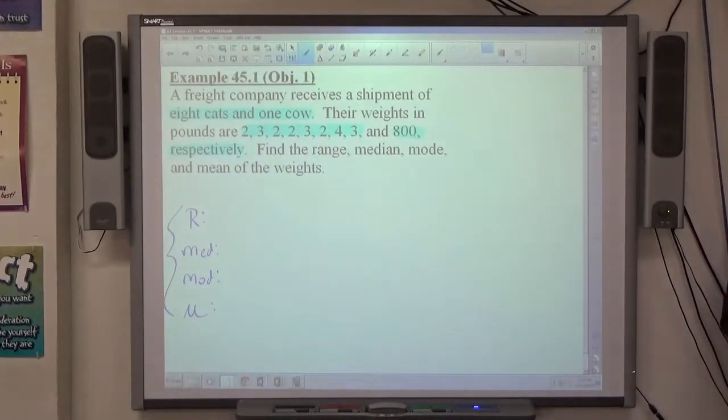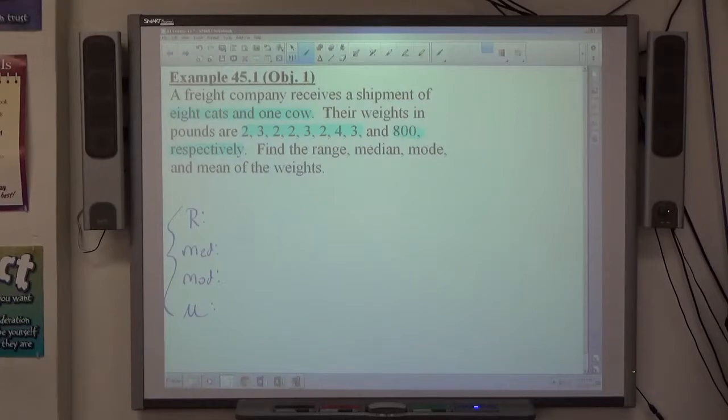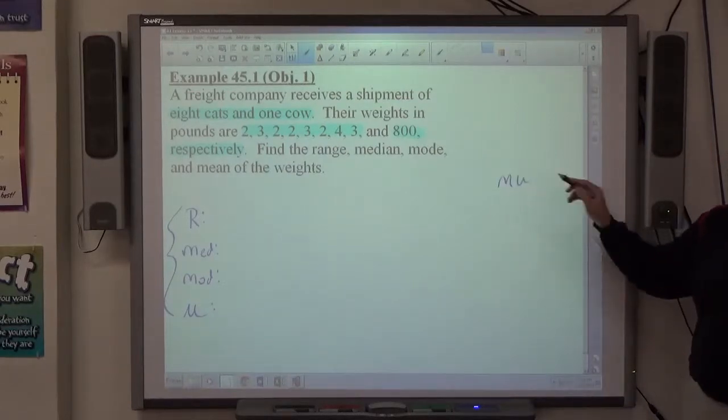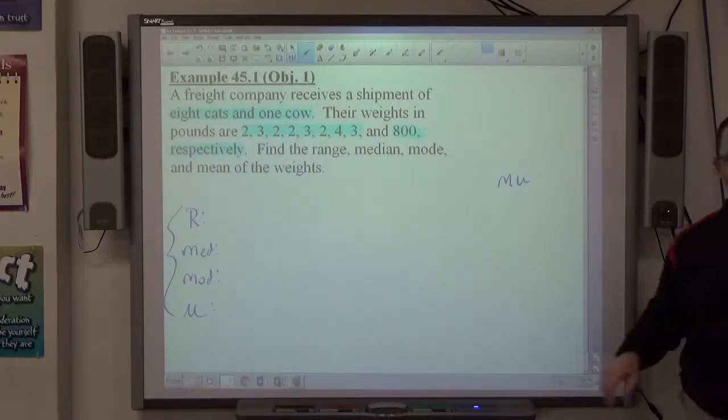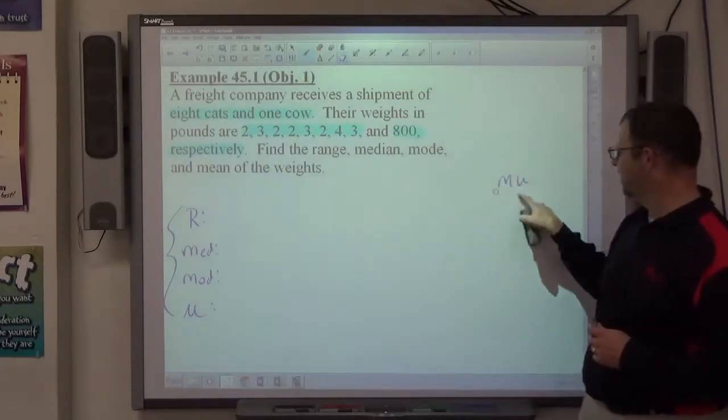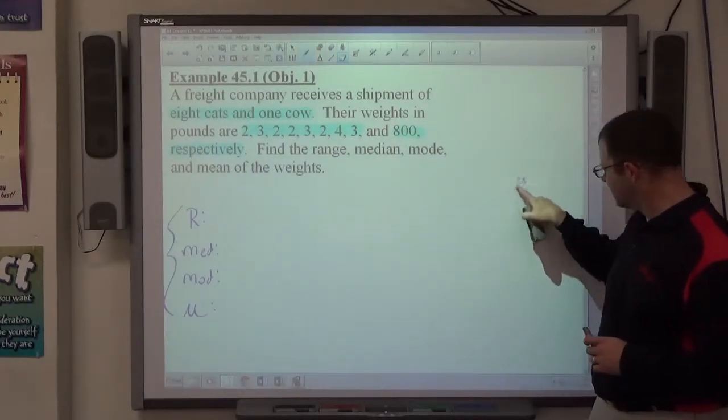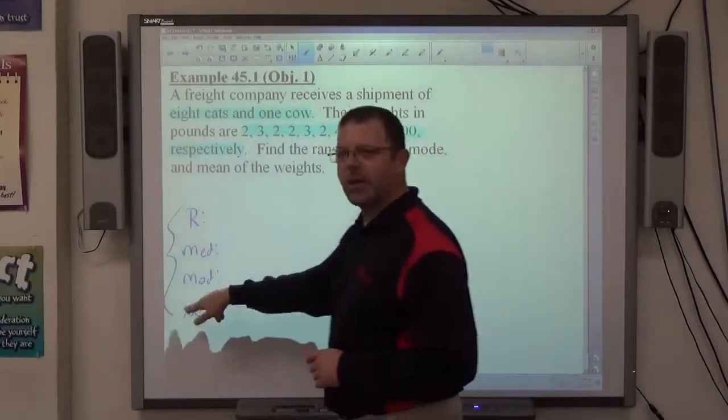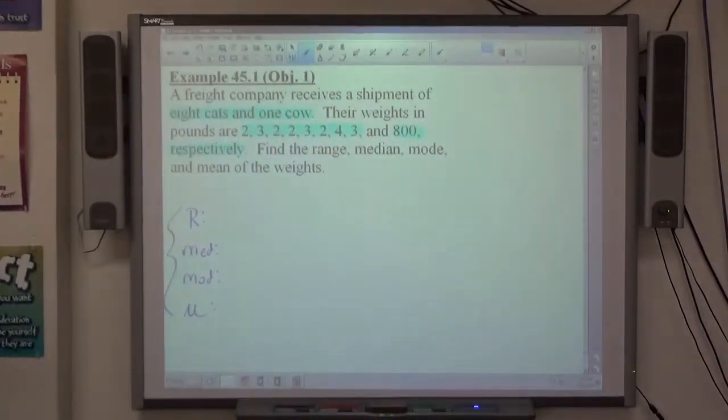Yes, Parker? What's the cursive U? Make a cursive U then. Call it mu though. Mu. It's a Greek letter. It means mean. It means average. All right. But again, if you don't want to write my fancy little Greek letter there, mu, then you're welcome to write the word mean. That's fine.